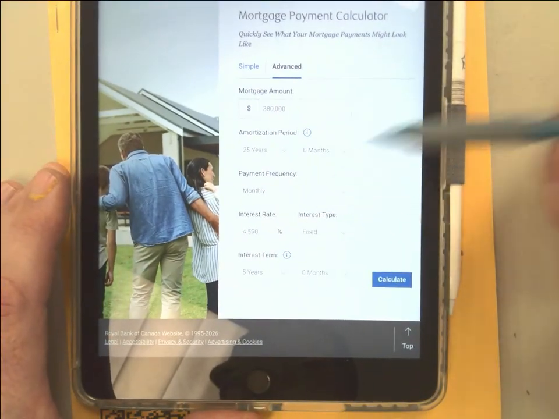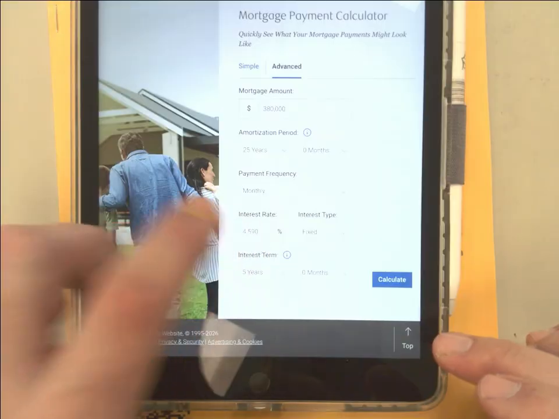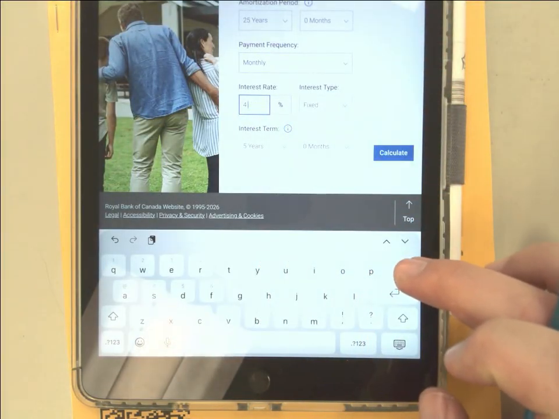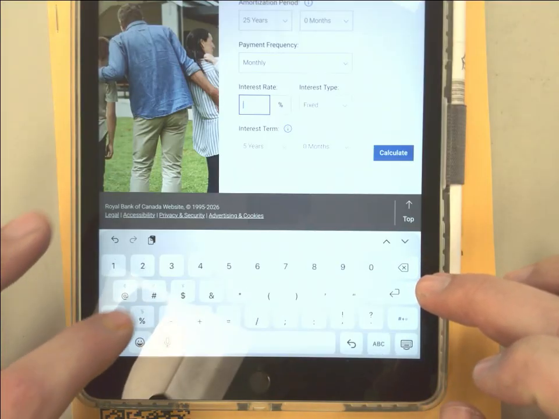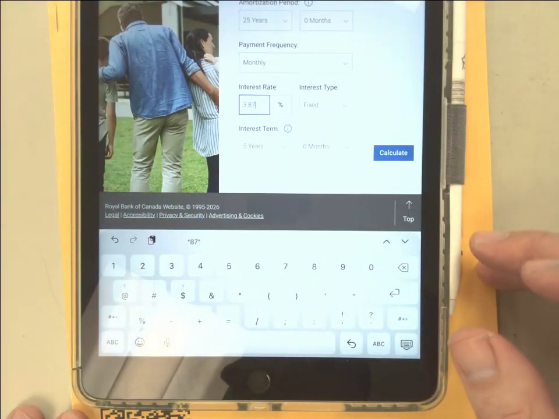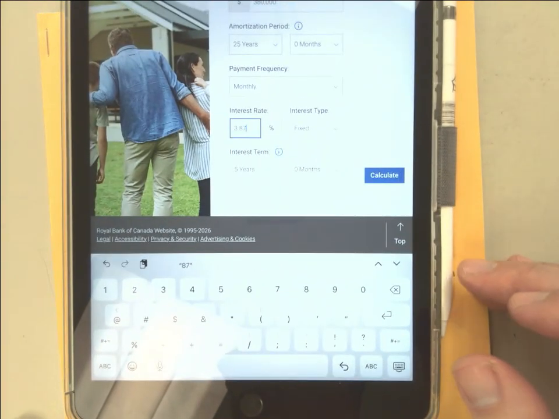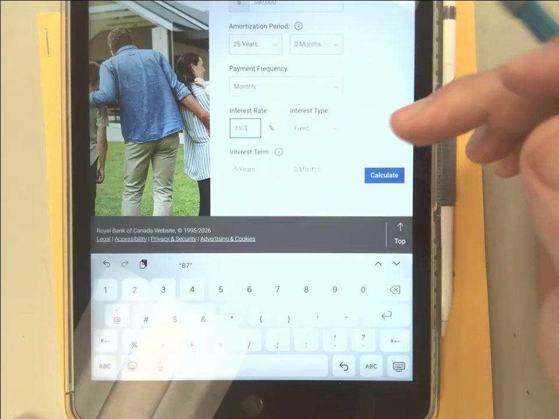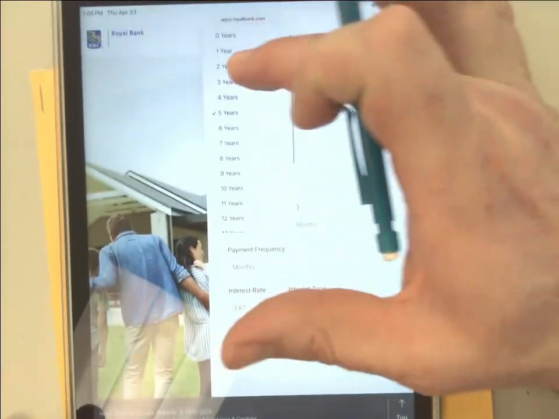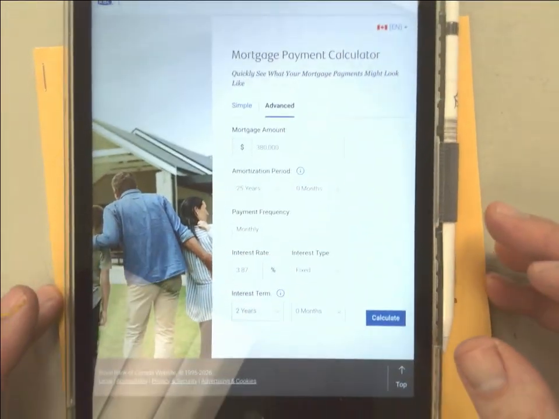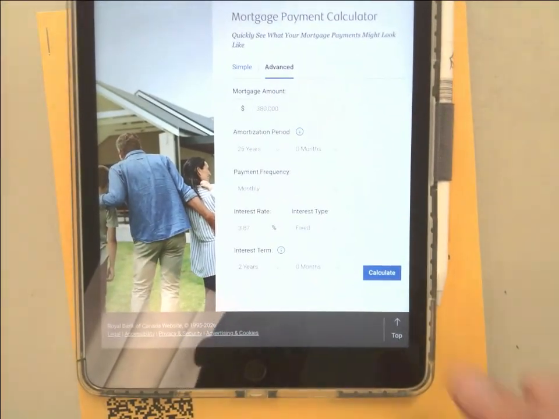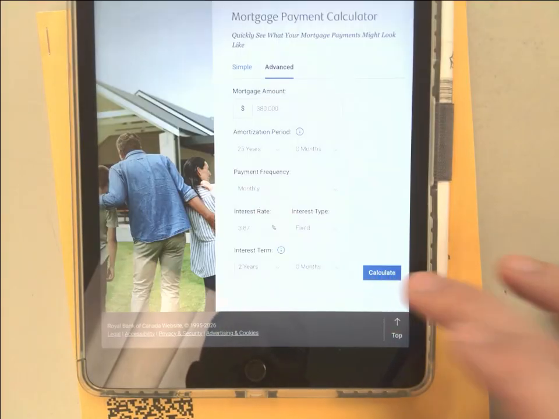What is the interest rate? What is the lowest interest rate we saw earlier? The 2-year special, 3.87, right? I'm going to go with that one. The interest term was technically only a 2-year term, so we're going to select 2 years. Now let's calculate. Press calculate.